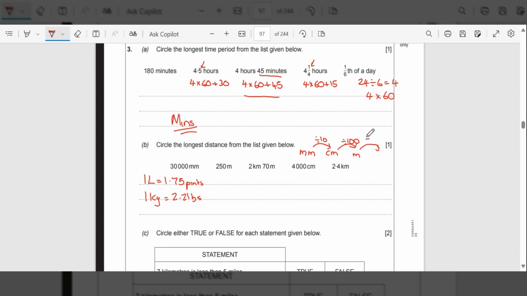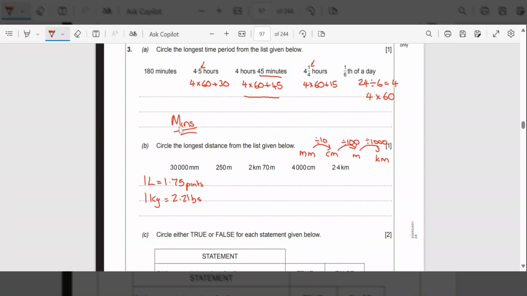And there are 1,000 meters in a kilometer, so you divide that by 1,000. My apologies, there's going to be a gap there because I just had to pause the video to deal with something. And the opposite would be times by 1,000.